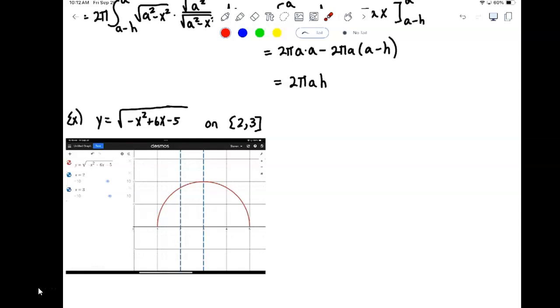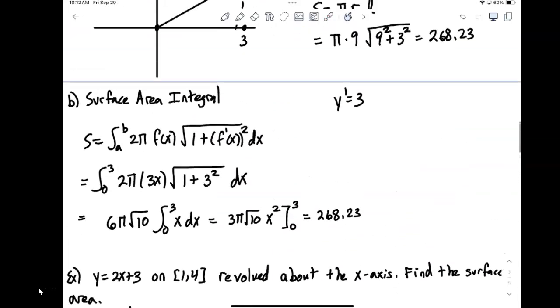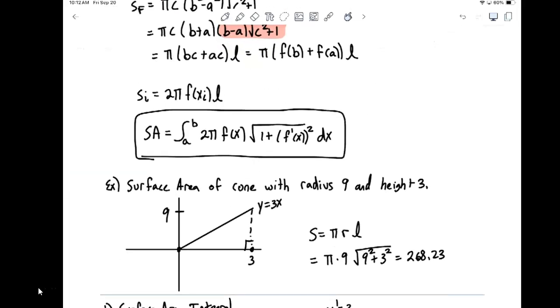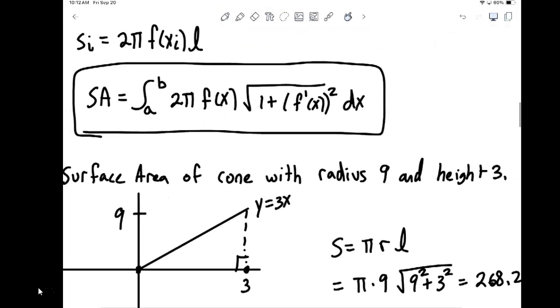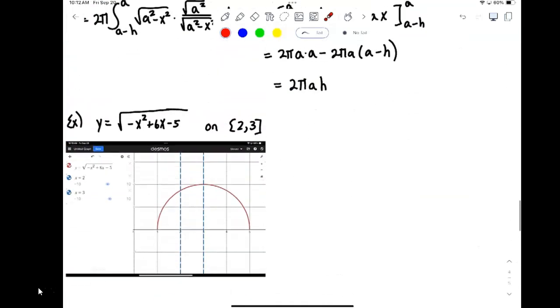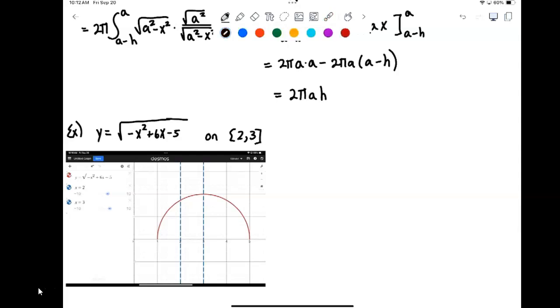So remember, surface area is the integral between your limits of 2 pi times the function times the arc length. So, of course, for this problem, we're going to need to know the derivative of that function.